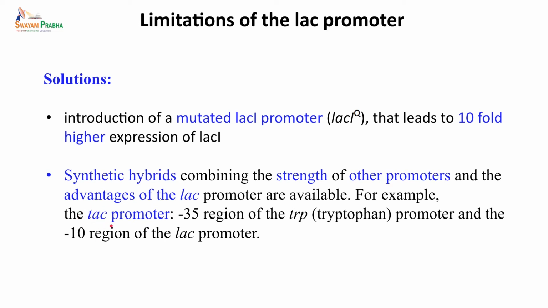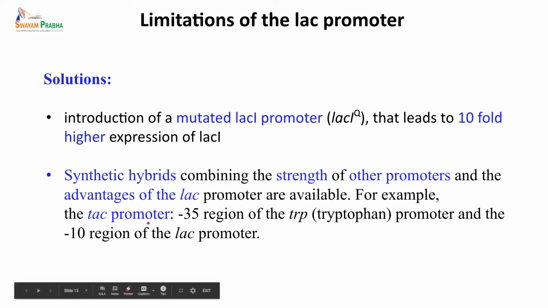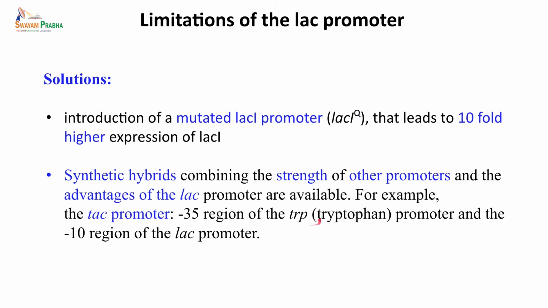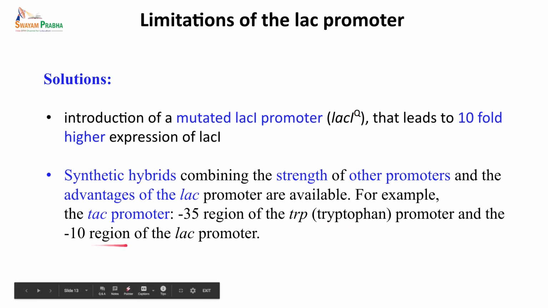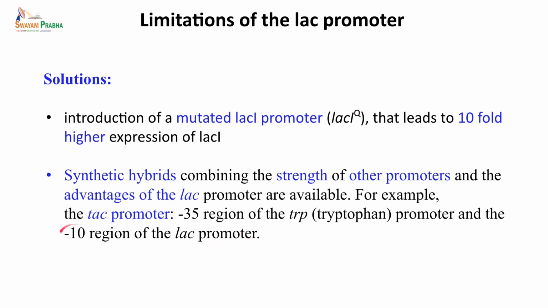Every promoter in bacteria has a Pribnow box sequence, so -10 and -35 positions from the transcriptional start site, which have certain sequences. This TAC promoter, the hybrid promoter, uses the -35 region of the trp or tryptophan promoter. This makes it a very strong promoter, and the -10 region of the lac promoter, so it can be induced by IPTG, and it is a strong promoter. That means it can fire many rounds of transcription from this gene per unit time.